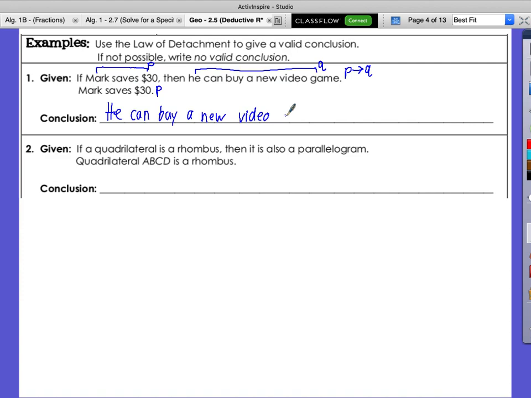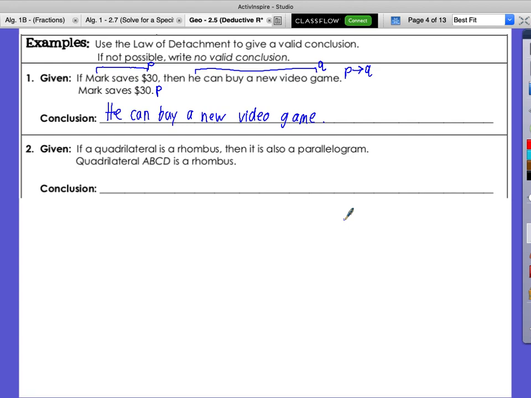The first part is true, so the second part is automatically true, according to the law of attachment, where we detach the hypothesis from the conclusion. Okay, we separated the hypothesis from the conclusion. Okay, let's look at number 2.